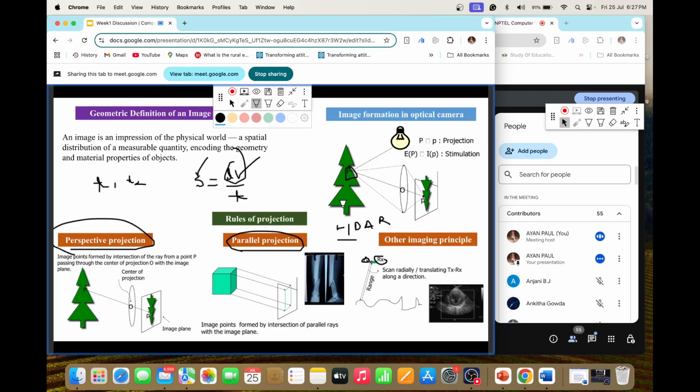So these are some other imaging principles. Okay, so this is the thing. Is it clear to all of you?